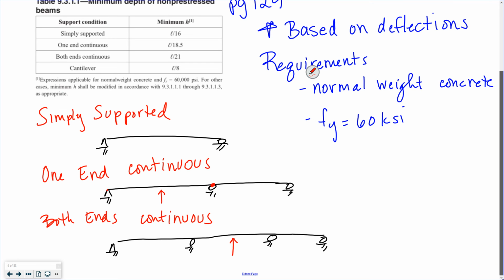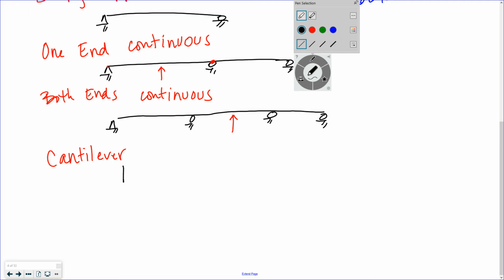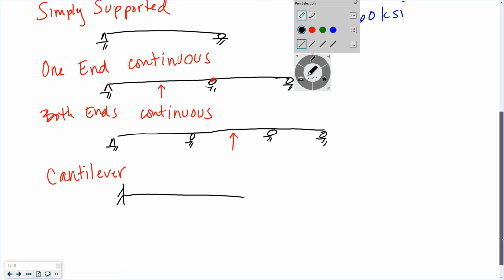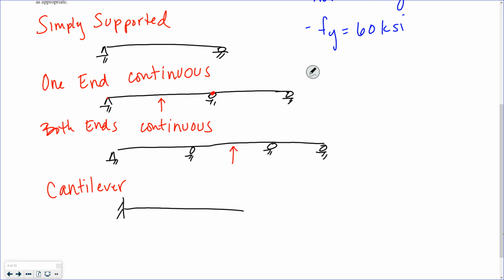And then obviously I hope you know what a cantilever looks like at this point, but just draw those, or you don't have to, but I'll give you a second if you want to.